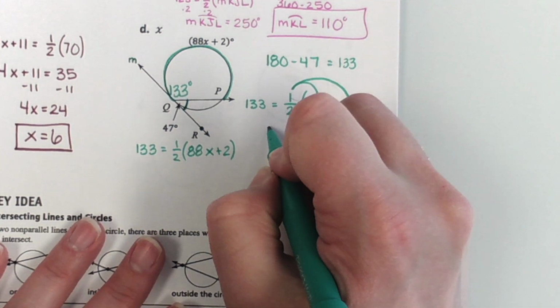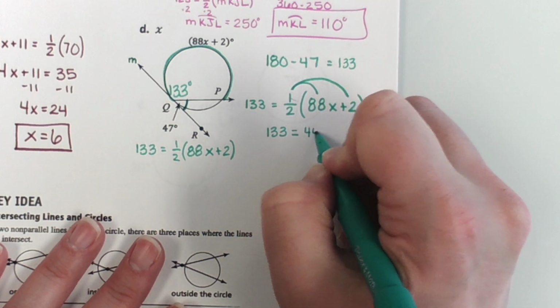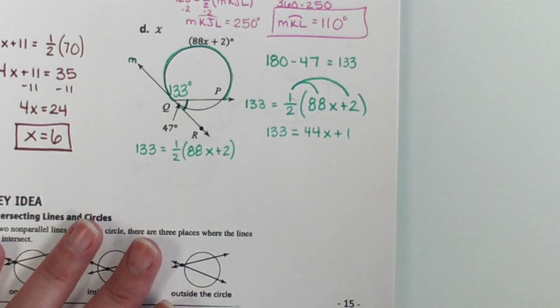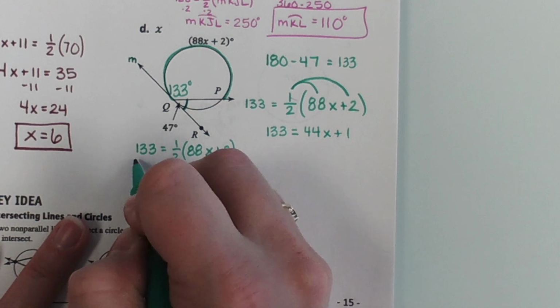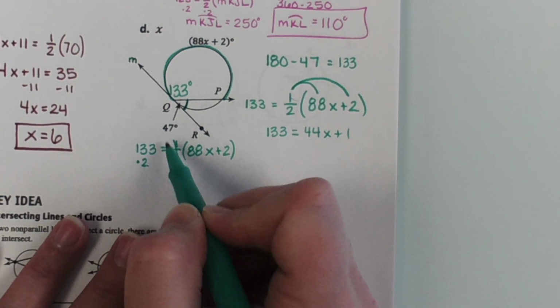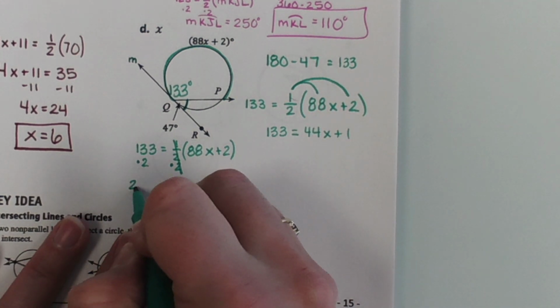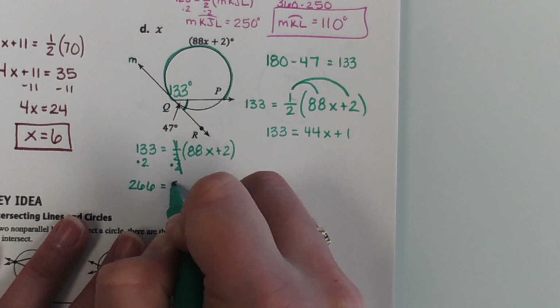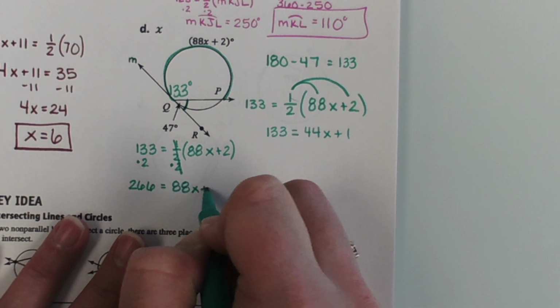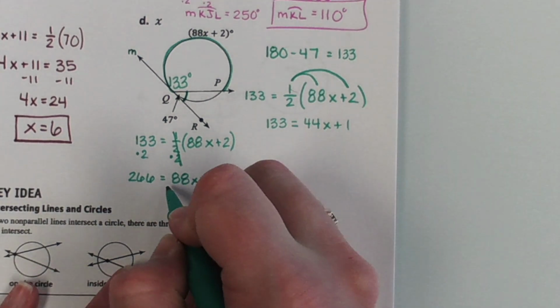If I chose to distribute, I'd end up with 133 equals 44x plus 1. If I did the multiply by 2, this side cancels out. On this side, I have to make sure I multiply everything over here. In this case, it's only one thing. I end up with 266 equals 88x plus 2. Now, they look different, but in the end, these two should solve to get you the same x value.